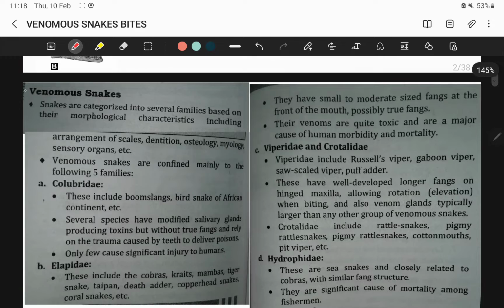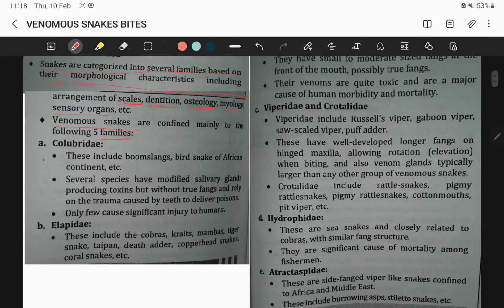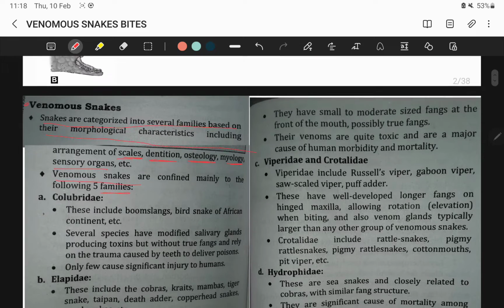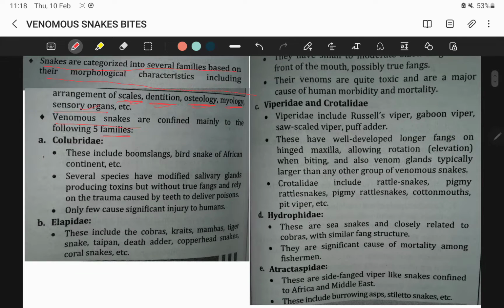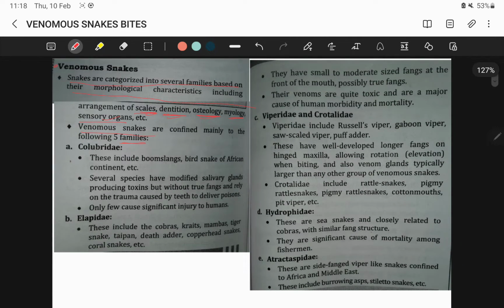So venomous snakes, right? Snakes are categorized into several families based on their morphological characters, including arrangement of scales, depending upon their scales, dentition, osteology, myology, and sensory organs. Venomous snakes are mainly confined to 5 families, right? How are they classified? Based on their scales, dentition, osteology, myology, and sensory organs. This can be asked in an MCQ, but you don't need to know more about it. Just remember some small facts.